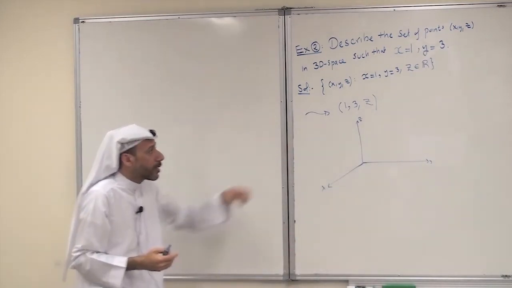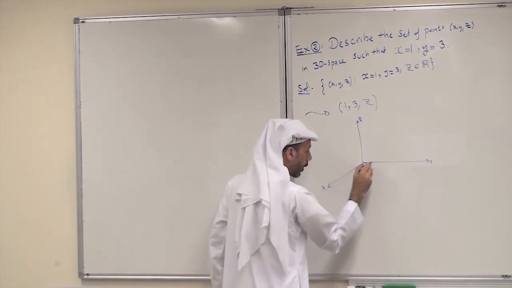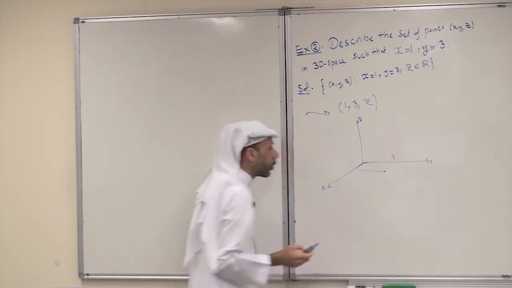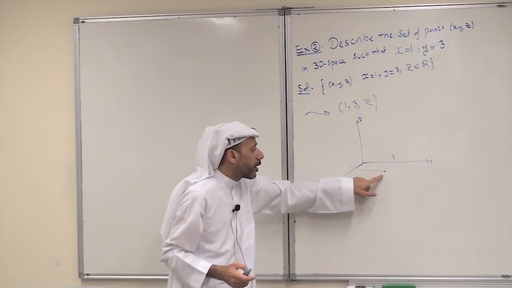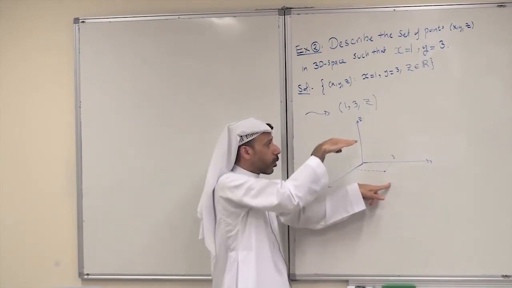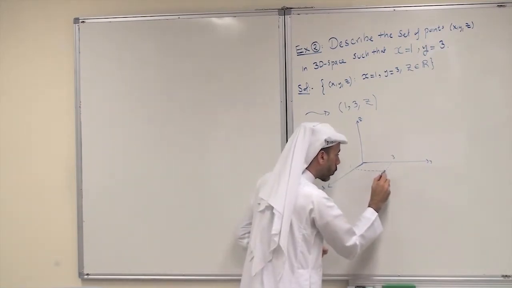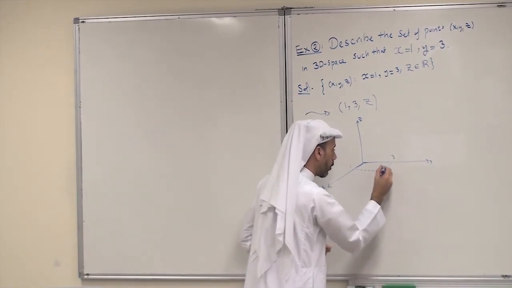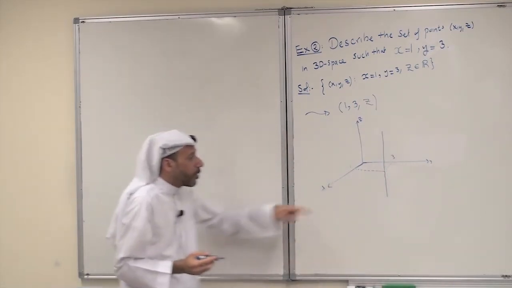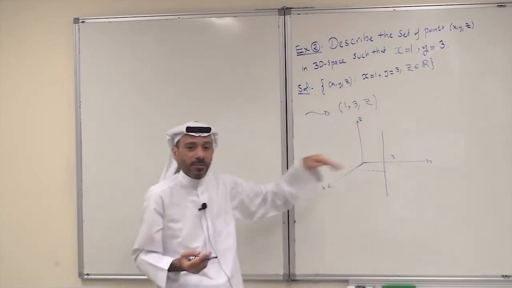How to locate such a point? Start with the xy plane, 1 and 3. So in the xy plane, this is 1 and this is 3. Then I have the z. Z is free, so I can go up or I can go down. First floor, second floor, third floor, etc., or basement. If z is 1, I will just go up, or down. So any point on this line will have the coordinates 1, 3 and z, where z is any real number.